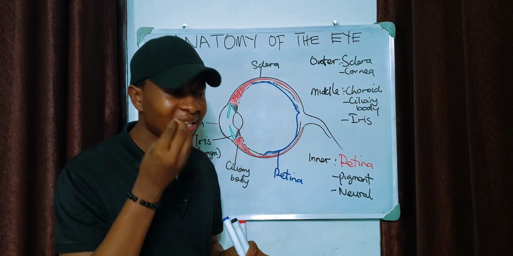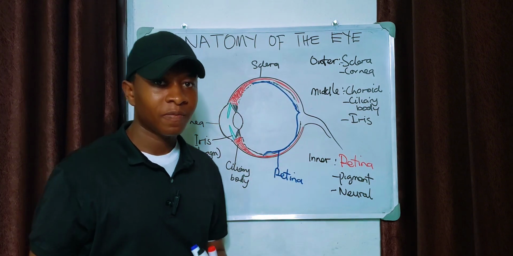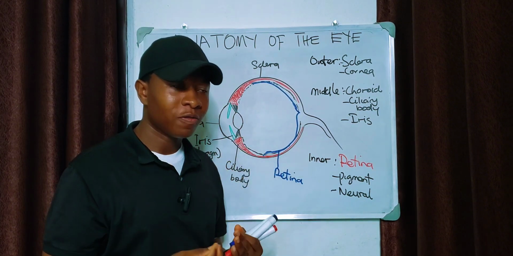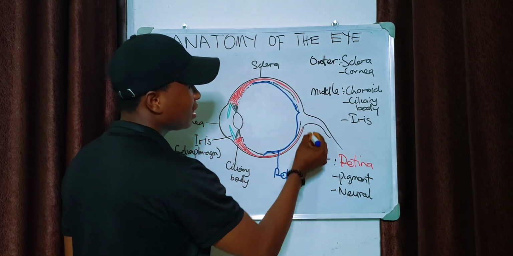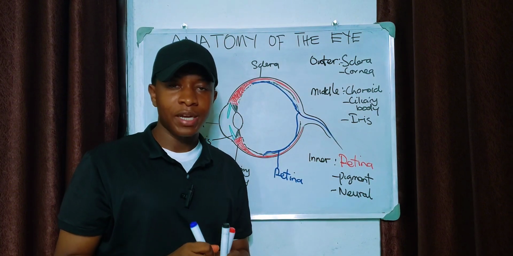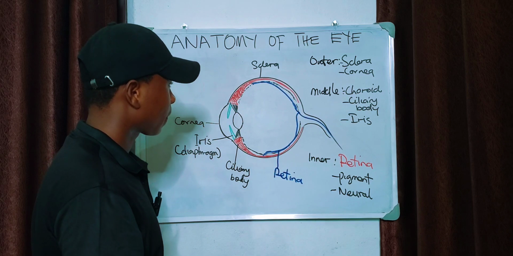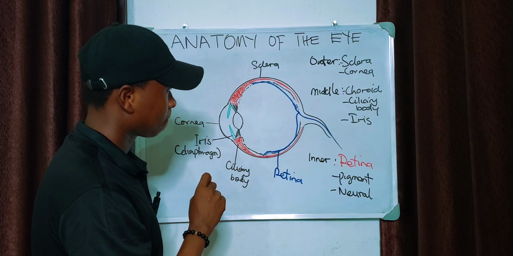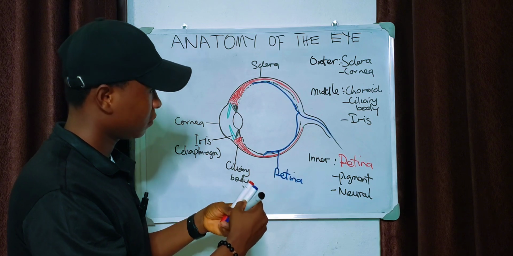So when light enters the eyes, it hits the retina. It is the neural part of the retina that actually helps in the conversion of this light to electrical signals that are sent via the optic nerves to the brain. And then you're able to know what you have seen. Now, one important thing is that you see this part here, it is called the fovea.